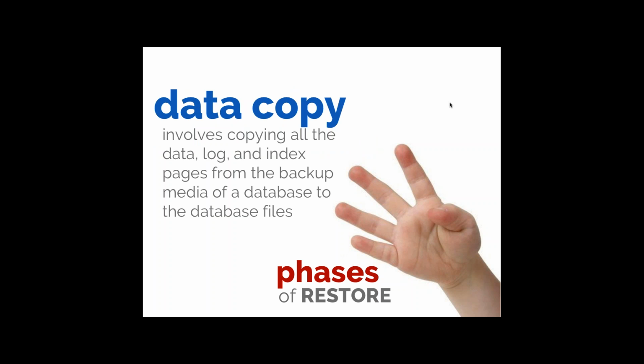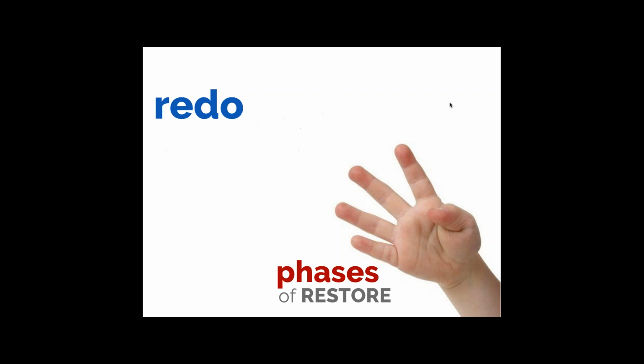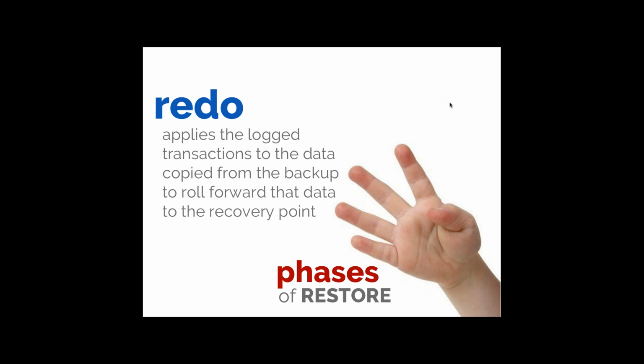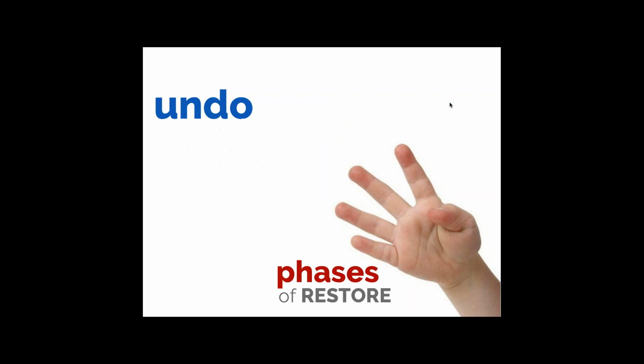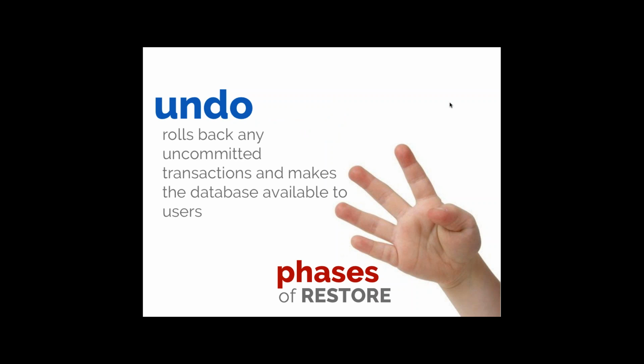Now, the last two phases are part of what's considered crash recovery. The redo phase applies the log transactions to the data copied from the backup. Think of it this way: all committed transactions will be rolled forward in the redo phase. After the redo phase completes, the undo phase starts. The undo phase is simply rolling back all transactions that have not been committed.